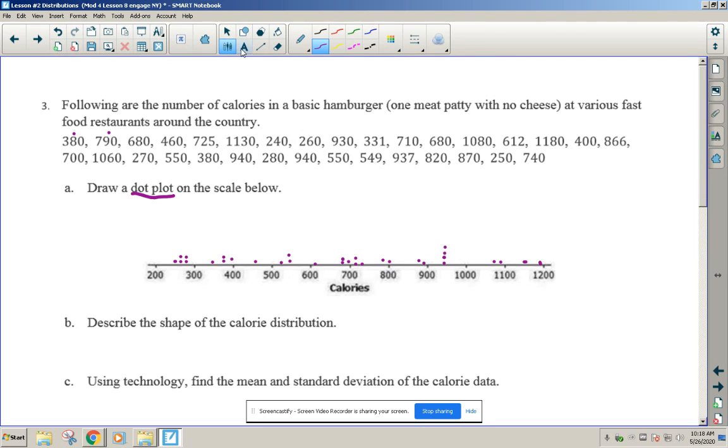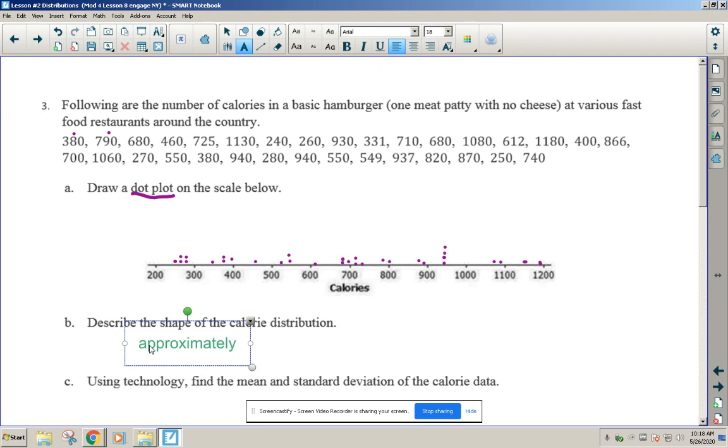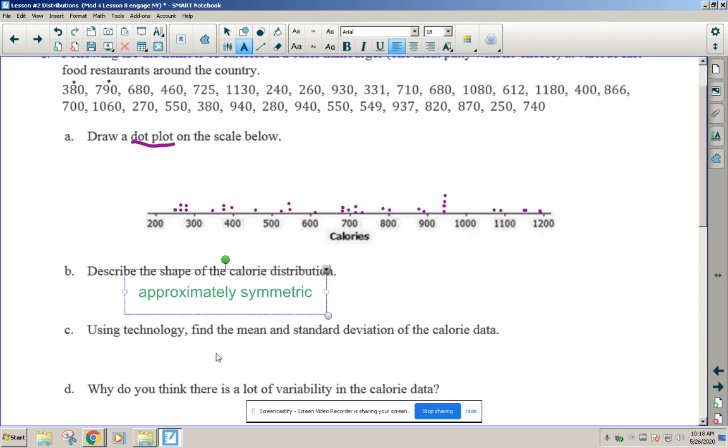So if you had to describe the shape of this calorie distribution, this would be approximately symmetric, because it was mostly spread out in an even way. Using technology, find the mean.